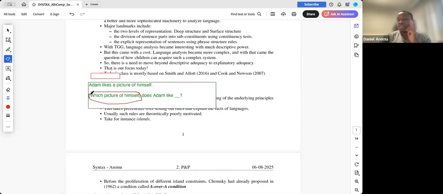Even though surface structure says in surface structure you get the which picture of himself high in the clause, like sentence initial position, but at LF it is assumed that it is interpreted lower in the clause in order to refer back to Adam. So that's one distinction between LF and surface structure.